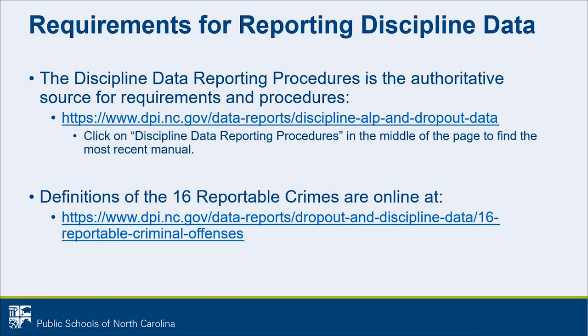Before we begin our review, we want to provide you with the link to the Discipline Data Reporting and Procedures Manual, which is the authoritative source for the requirements and reporting procedures. This manual is published annually and is updated on a regular basis to provide you with guidance for data collection and entry. This is also an additional link to the 16 reportable offenses and their definitions. These definitions are in the manual, but we wanted to show you where you can also find them on the website. Follow this link in the slide.